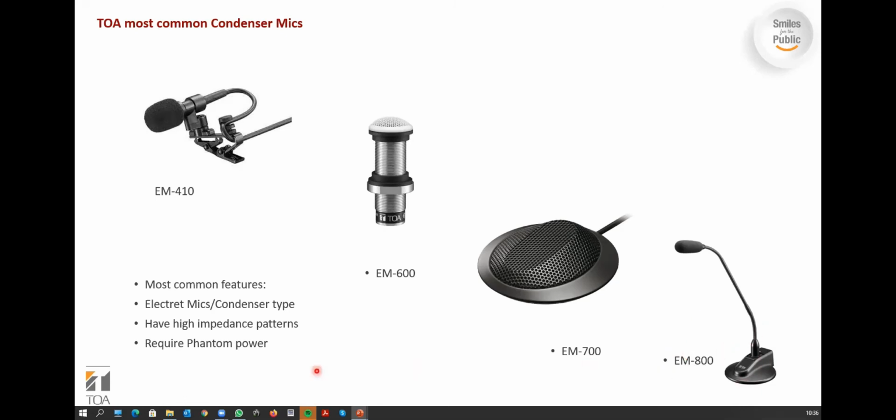Common features: these are all electret or condenser types of microphones, as they are normally called in the industry. They have very high impedance, very good sound characteristics and very good pickup patterns, but they require what is called phantom power. For those of us who are not technical, phantom power simply refers to a voltage that needs to go into the microphone for it to work. That's the simplest explanation. For those that are technical, as you know from the mixing desks, we normally have a 48/52 volt phantom power switch. You can switch it on, and then any phantom powered microphone can work through your mixing desk.